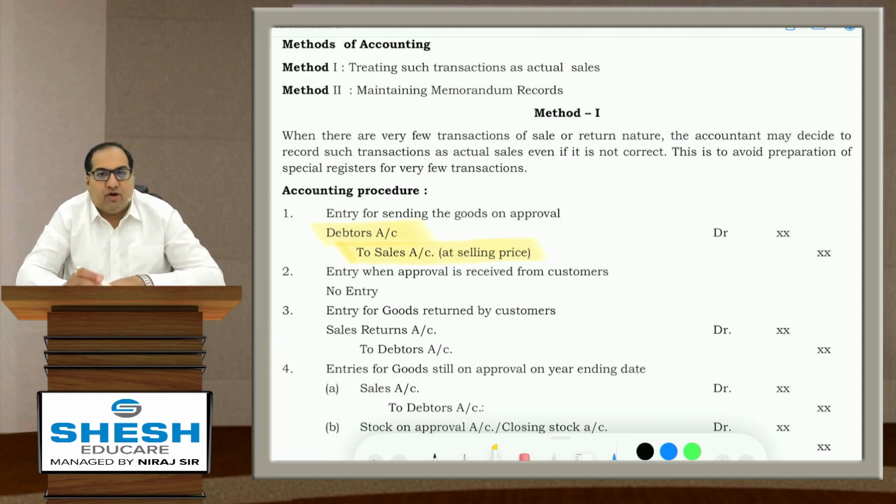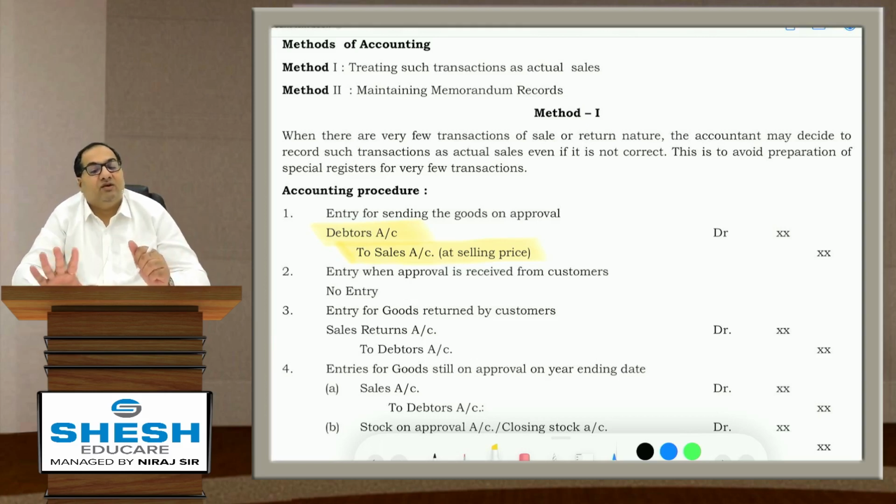For goods returned by the customer. Now you better understand one thing. You have treated it as a sale on the date of dispatch, right? So in your books of accounts, you have always addressed it as sales. Against that, when the customer returns, you will treat it in your books of account as sales return. So what will you pass? Sales return account debit to debtors account.